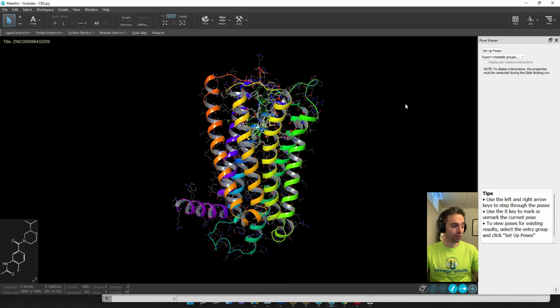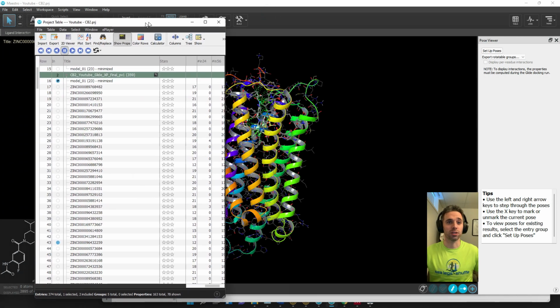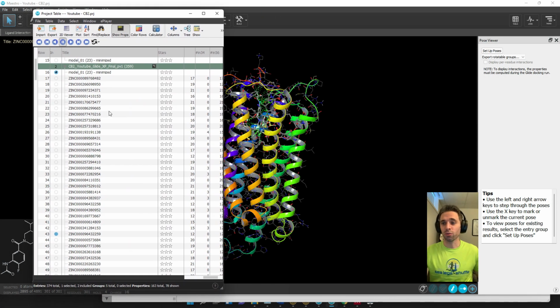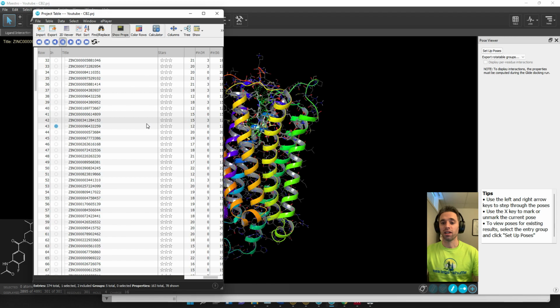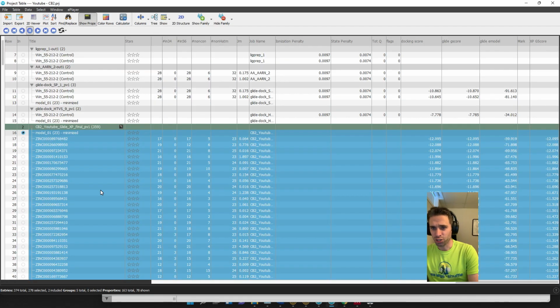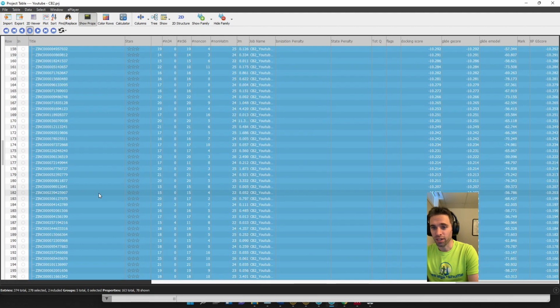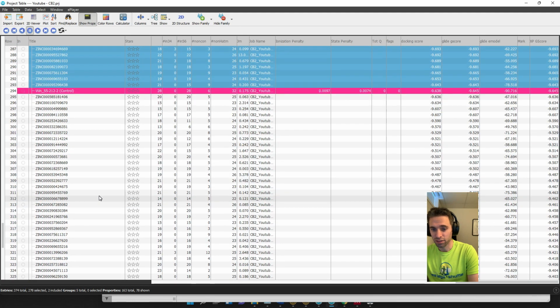Last time we left off, we had set up a job where we docked our ligands to CB2 using XP, extra precision, using our filtering mode, which we filtered down from 3 million compounds. And I'm kind of proud to present that all the way from 3 million, there are 278 compounds. That seems like a lot.